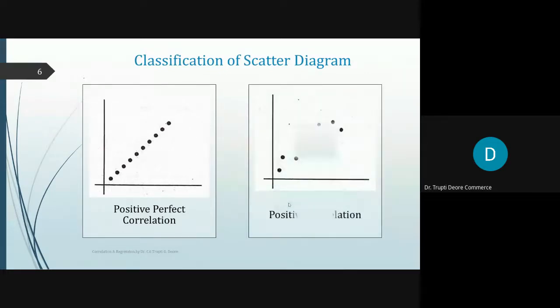The second one is also a positive correlation, but it is only a positive correlation because it doesn't have the same change. It means a change in x also brings a change in y, but not the same amount or exact change. That's why it is only a positive correlation.